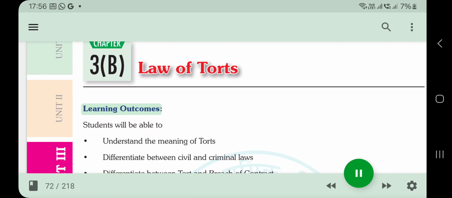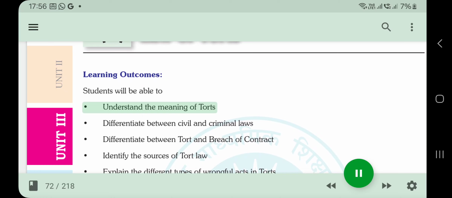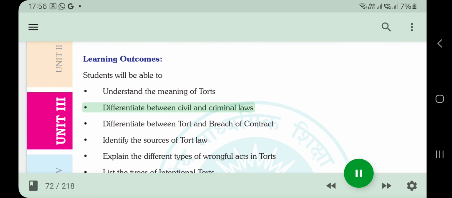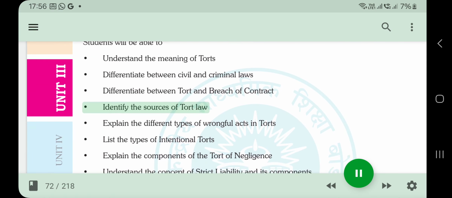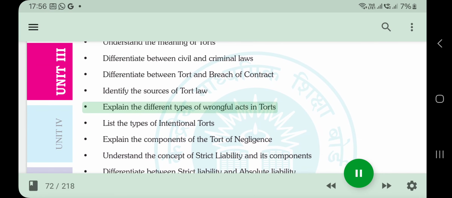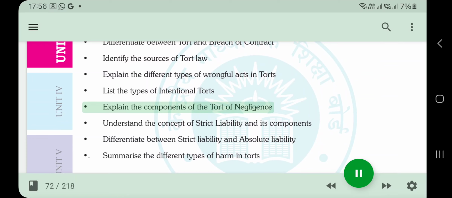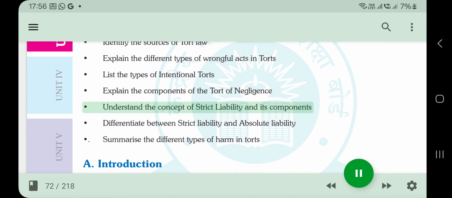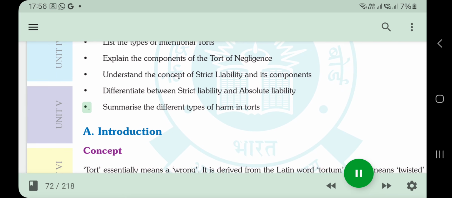Law of torts. Learning outcomes. Students will be able to understand the meaning of torts, differentiate between civil and criminal laws, differentiate between tort and breach of contract, identify the sources of tort law, explain the different types of wrongful acts in torts, list the types of intentional torts, explain the components of the tort of negligence, understand the concept of strict liability and its components, differentiate between strict liability and absolute liability, and summarize the different types of harm in torts.